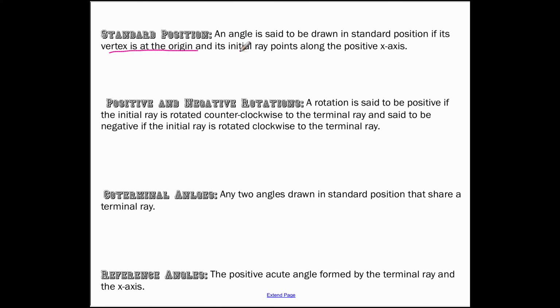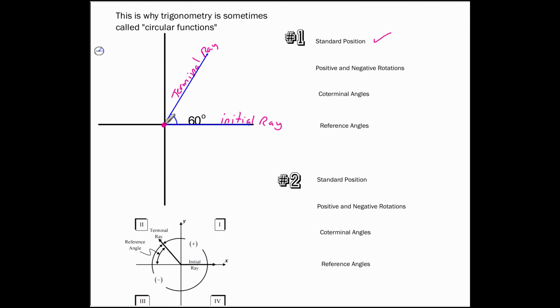And its initial ray points along the positive axis. So we've got that. The vertex is at the origin, and the initial ray is indeed pointing along the positive x-axis. Did we do a positive or a negative rotation? Well, we did a positive rotation. If there were a negative rotation, that means I would have gone this way.